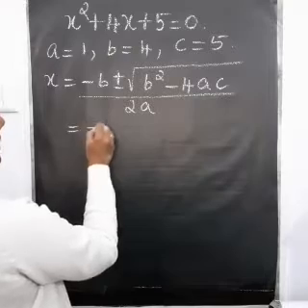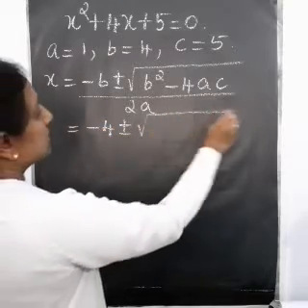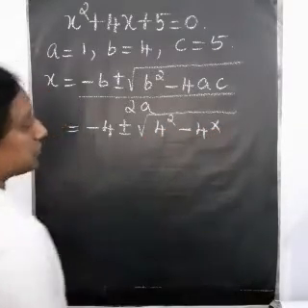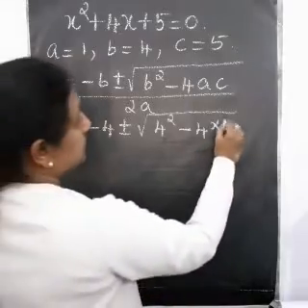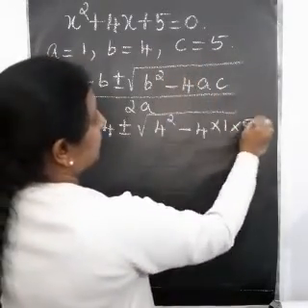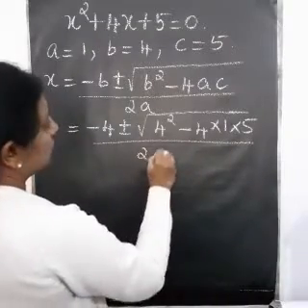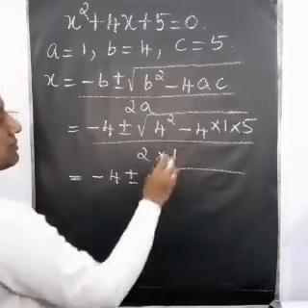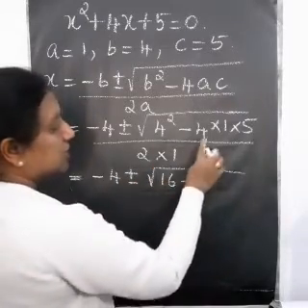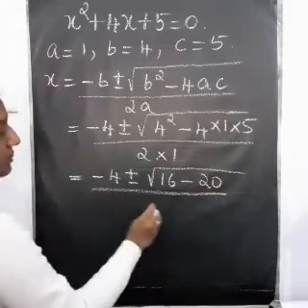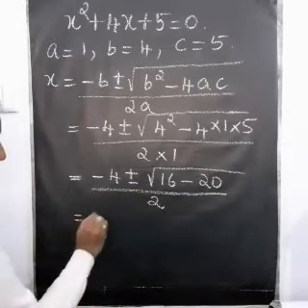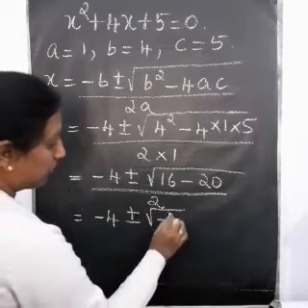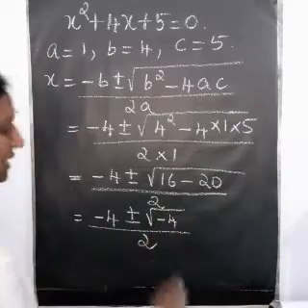So what will this be? Minus 4 plus or minus root of B squared will be 4 square minus 4 into, what is A? 1 into C is 5 divided by 2 into 1. You will get minus 4 plus or minus root of, what is B square? 16 minus 4 5s are 20 divided by 2. Now this will give rise to another situation. Minus 4 plus or minus root of minus 4 divided by 2.